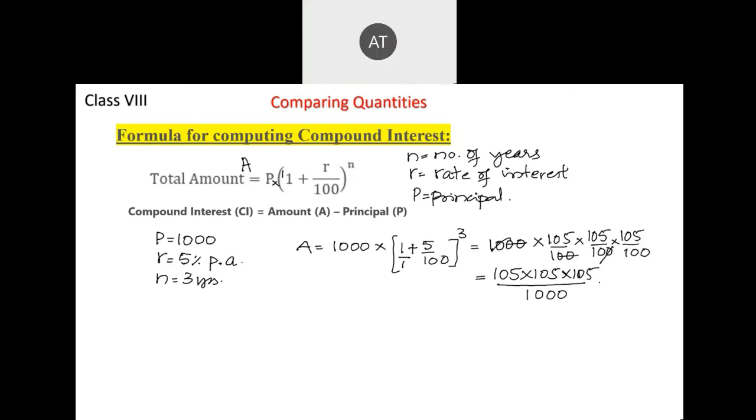I request one of you to calculate this. Multiply 105 into 105 into 105. It is 11,57,625. Divided by 1000. When 1000 is there in the denominator, we get 1157.625.